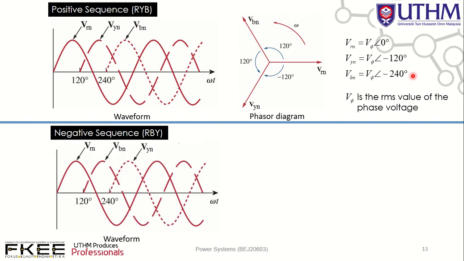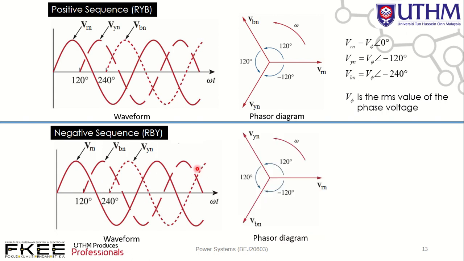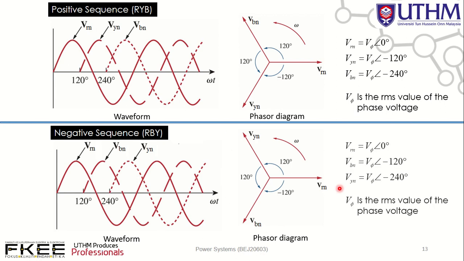For the negative sequence RBY, the first one we have RYB, and this is RBY: R followed by B phase, followed by Y phase. We call it RBY. This is in phasor form: VRN, VBN, VYN, followed by B, then followed by Y. And this one is in polar form.